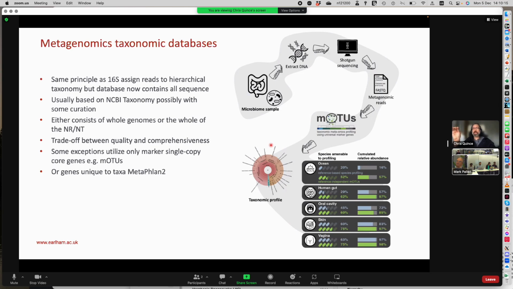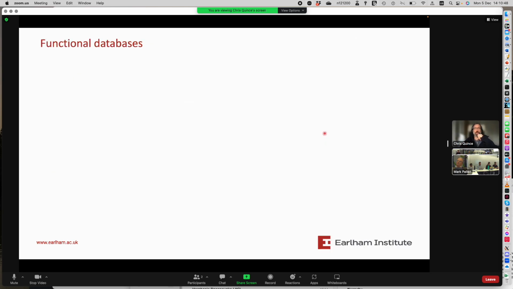MetaPhlAn is also based on marker genes, but it uses a different principle, and I'll go through that in a bit more detail. It tries to find marker genes that are unique to a particular set of taxa. So at different levels of taxonomic resolution, it's looking for genes that enable you to discriminate that group of taxa from the other groups. So in a way, it's the opposite of mOTUs, which uses core genes that are shared by all organisms. It's trying to find unique genes for a particular group of organisms.